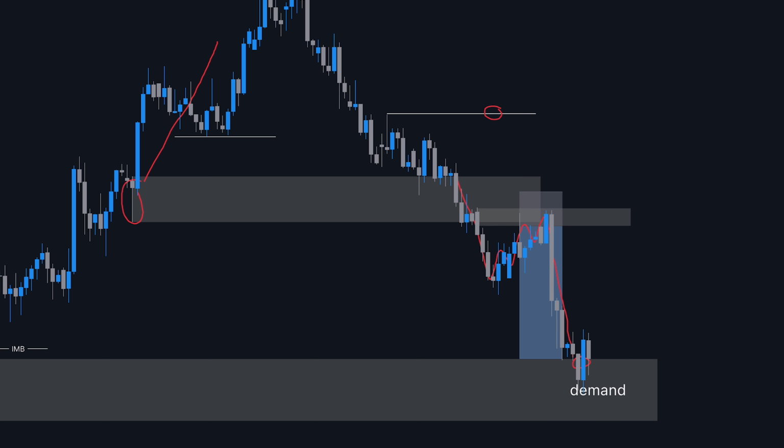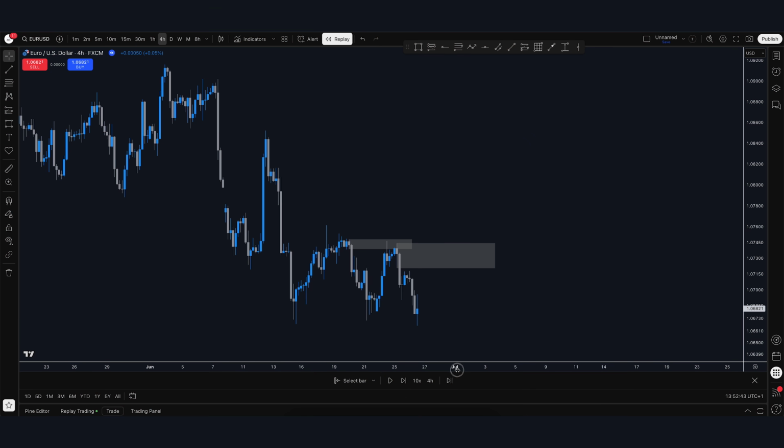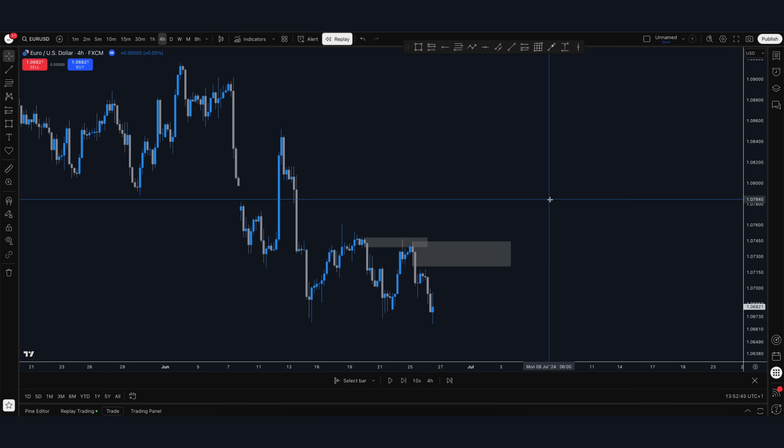So you don't only have to rely on demand zones to provide the confirmation you want for buy trades, but you can also look at them as a way of providing confirmation if the market melts down instead. Right, now let's take a look at an example the other way with a supply fail.